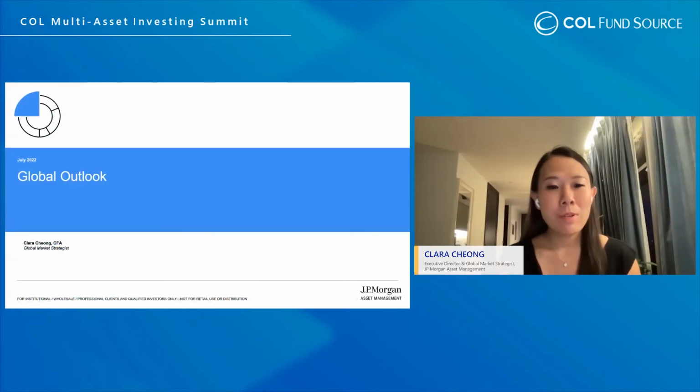So in terms of today's presentation, it's really to guide what we're thinking about the global outlook. It's going to be about 15 minutes, and we'll go through the top of mind themes, which includes what the central banks, especially in the developed world, have been doing in terms of the more hawkish pivot, and what we think that means for recession expectations, global growth, and how that matters for overall asset allocation decisions. So let's get started and go to the next slide.